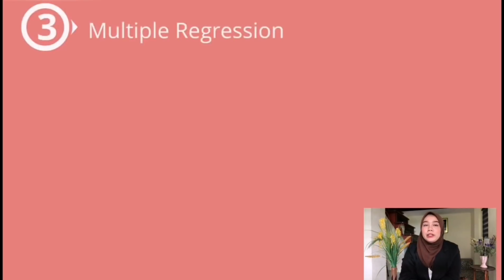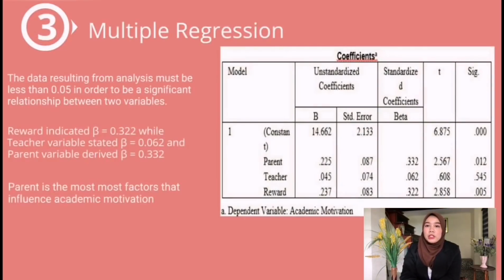Multiple regression examines the most important factor affecting academic motivation among students in UiTM Sungai Petani, Kedah, and the data must be less than 0.05 to be significant between 2 variables. Reward has a beta value of 0.322, teachers' beta value is 0.062, and parent's beta value is 0.332. It can be seen that reward and parent have a significant relationship, while teacher is not significant since it's more than 0.05. Therefore, the factor that most influences academic motivation is parent, with the beta value of 0.332.